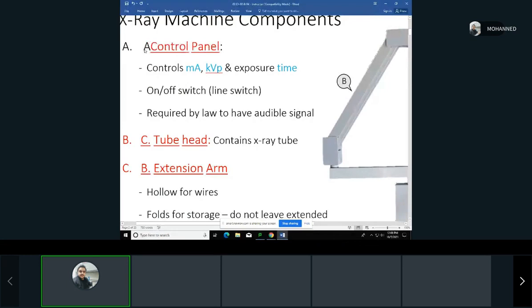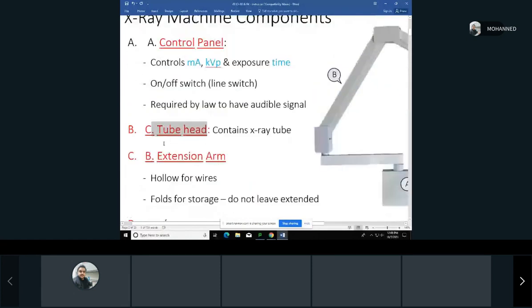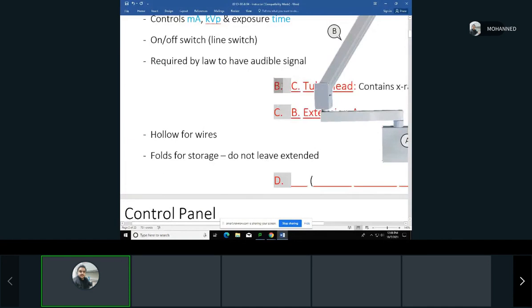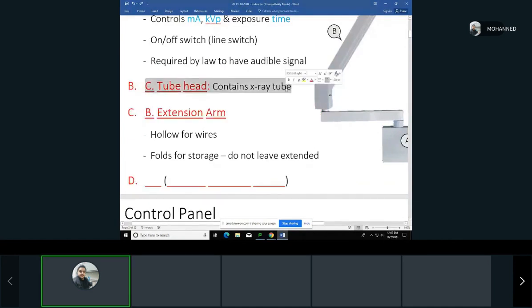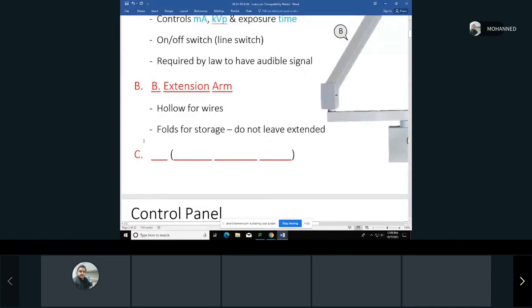So let's put here: A is control panel, right? We know that. B is the extension arm. C is the tube head. And D is correct. Are we good about that, guys? So just C and B were wrong. I can just delete this, delete that, hit an enter here. And fixed.